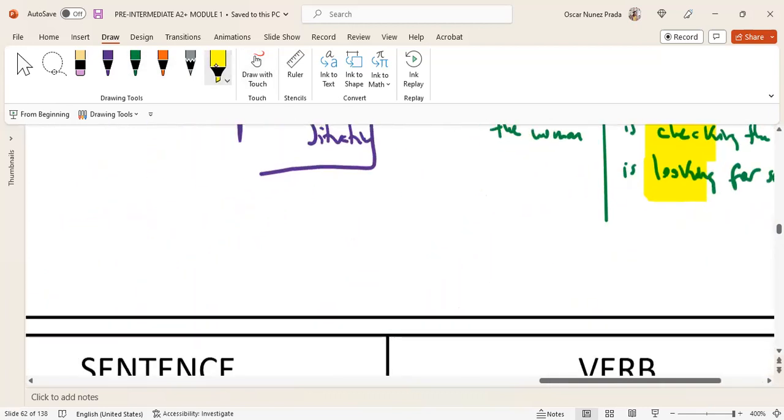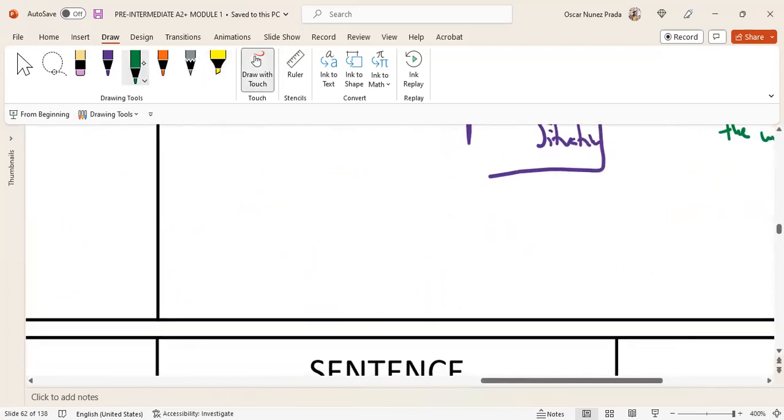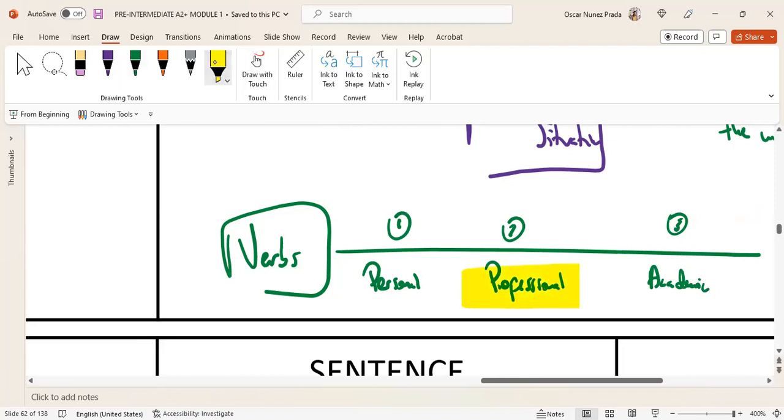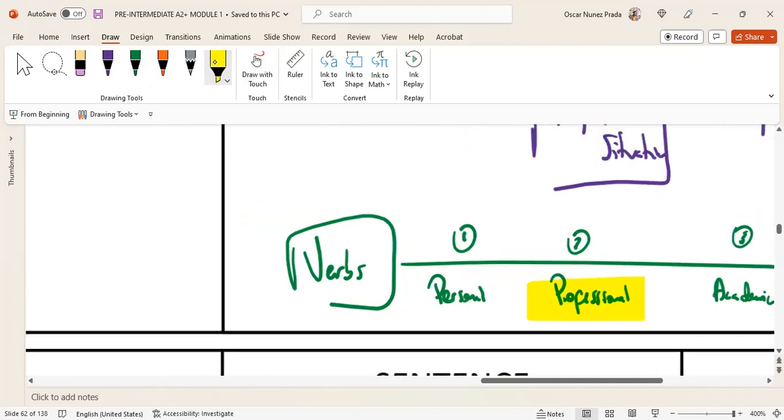Now, in your situation, you need to start thinking about your own verbs. Your own verbs, on 3 levels. Number 1, personal life. Number 2, professional life. Number 3, academic life. Okay, that's going to be very fundamental. So far, we have practiced some verbs about your professional life.